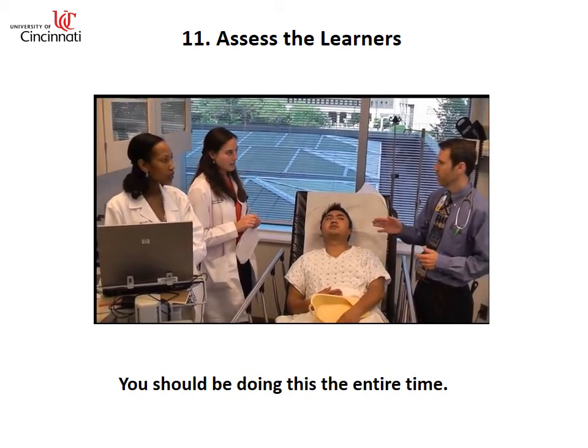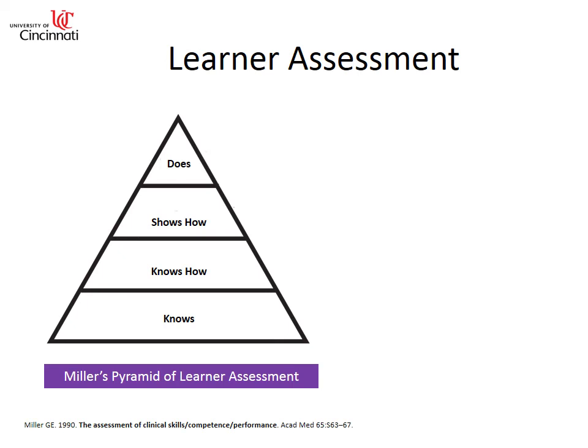Step 11, another one of these steps occurring all the time, is assessing the learners. This is your opportunity to see residents in action. Ideally, they're doing most of the work and you're assessing and then later giving feedback. As far as assessment, we should be doing assessment for learning, not assessment of learning. And this is a great example of assessment for learning.